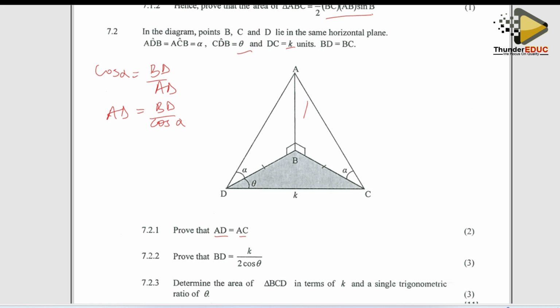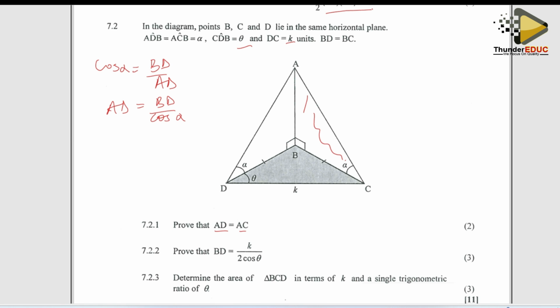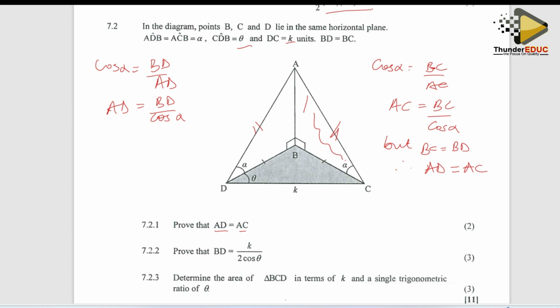I'll do the same thing using this other triangle. I'll say cos alpha is equal to BC over AC. Then AC is also going to be BC over cos alpha. But we know that BC is the same as BD, which means these two are going to be the same. Therefore, AD must be the same as AC.